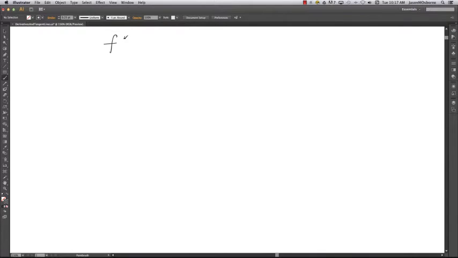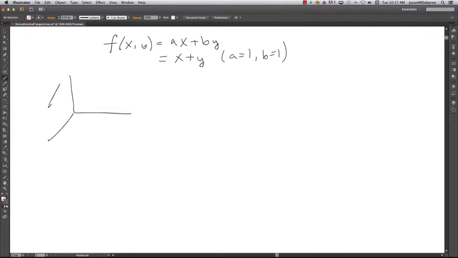So let's consider the function f of x, y. The first example was just a simple function of one variable, a linear function of one variable. So let's consider a function f of x, y to be ax plus by. And let's make this a little easier by choosing a equal to 1 and b equal to 1. Okay, so we have a function f of x, y. Now we're very familiar that this is the function for a plane, so I'll just sketch that over here. This is the formula for a plane, x plus y.